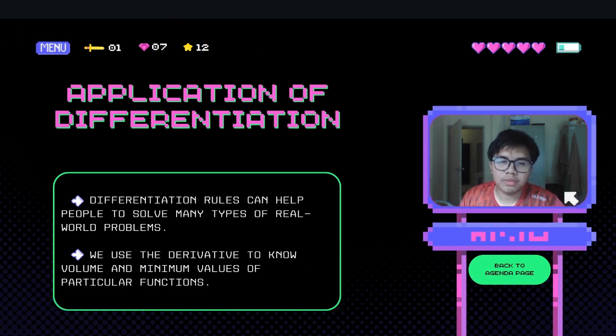Application of derivatives. A derivative rule can help people solve many types of problems that they face, and we can use derivatives to find the maximum and minimum value of a particular function.